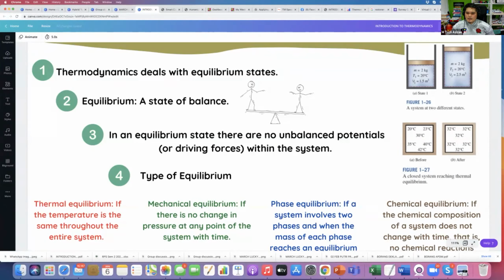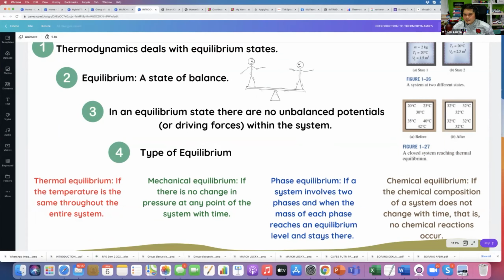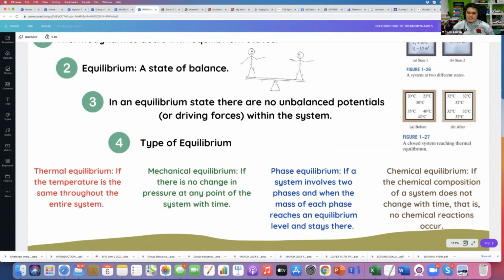Phase equilibrium: if a system involves two phases and the mass of each phase reaches an equilibrium level and stays there. Imagine water and ice, for example. At a certain temperature, you mix water and ice together, and then the mass of each phase reaches an equilibrium. So ice will no longer become water, and water will no longer become ice. That's what we call phase equilibrium.